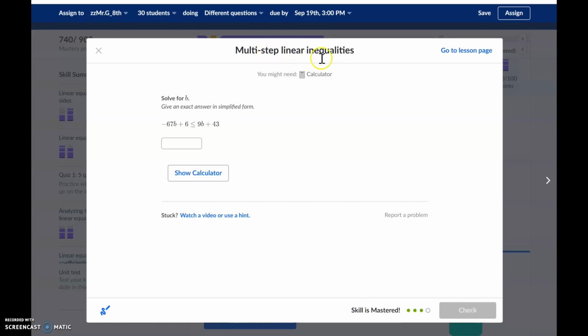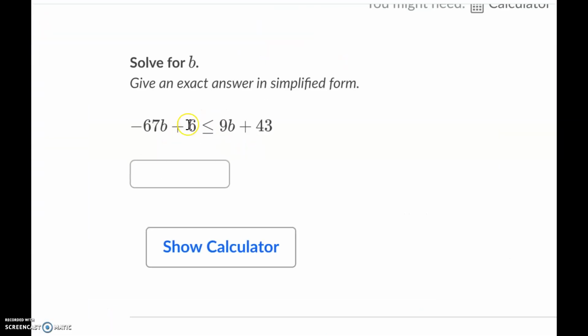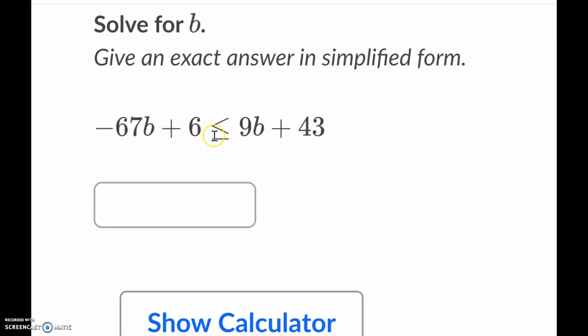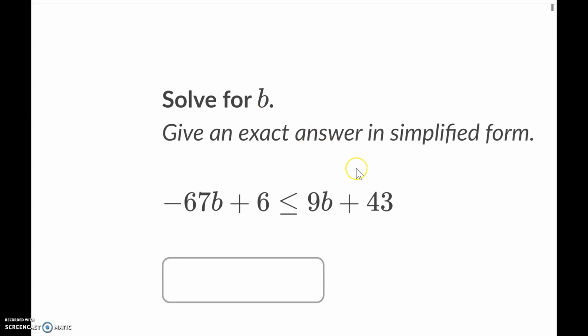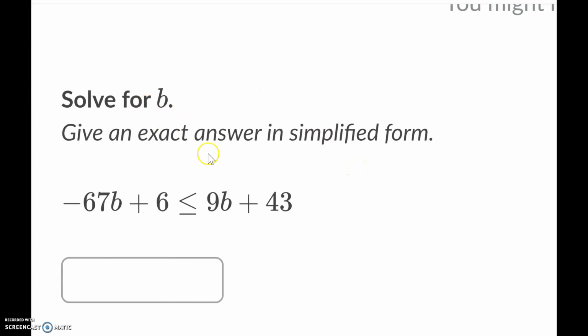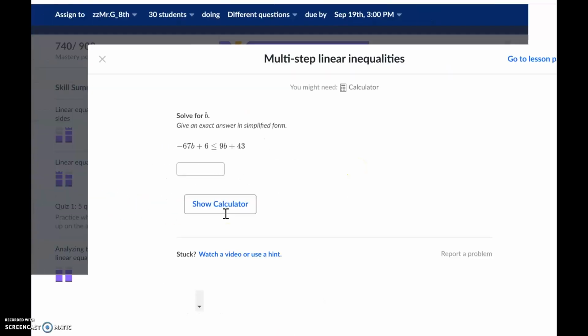This time we're going to cover multi-step linear inequalities. And you can see that it's an inequality because it's got the inequality sign right there. There's no equation here. Don't be calling these equations. They're not. And we're solving for b. So let's just do it.